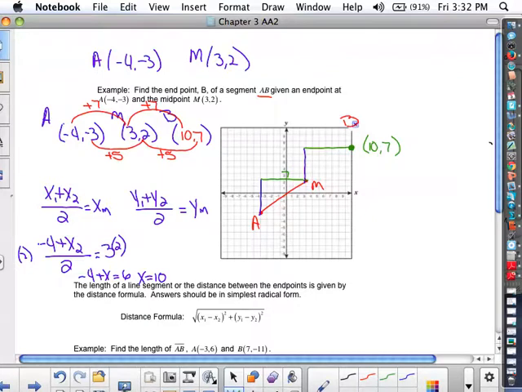Do the exact same thing for y. Substitute in the y value of -3 plus y sub 2, over 2, and set that equal to the y value of the midpoint. Multiply both sides by 2, and you will get -3 plus y sub 2 is equal to 4. Add the 3, y sub 2 is equal to 7. Your ordered pair, (10, 7).